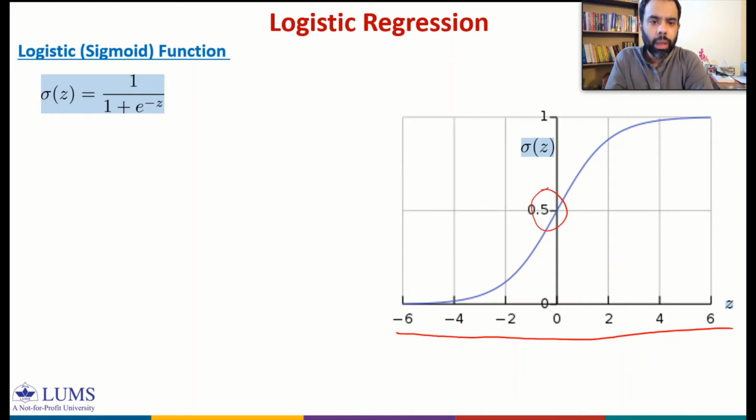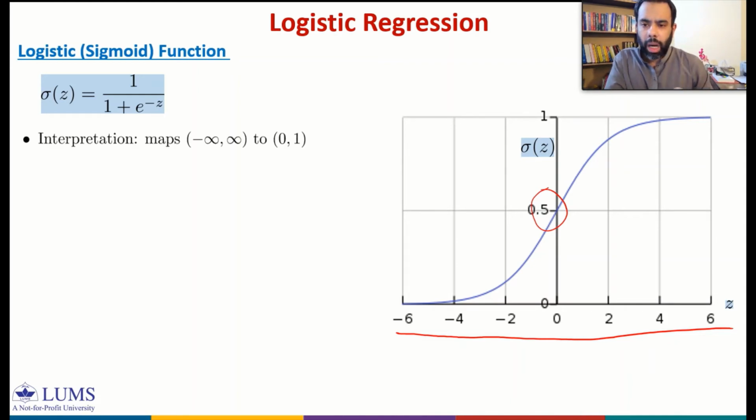So what is the interpretation? The logistic function maps the real domain, minus infinity to infinity, and squishes the whole real domain between 0 and 1. It is monotonically increasing. It squishes values from minus infinity to infinity into 0 to 1.